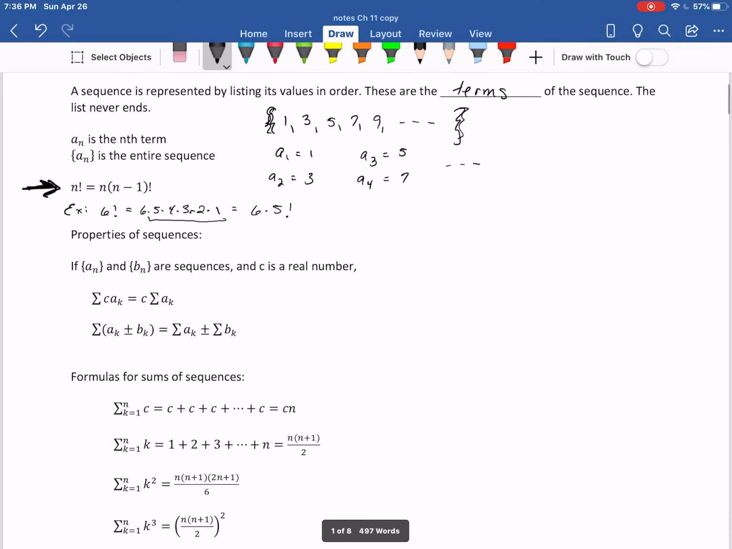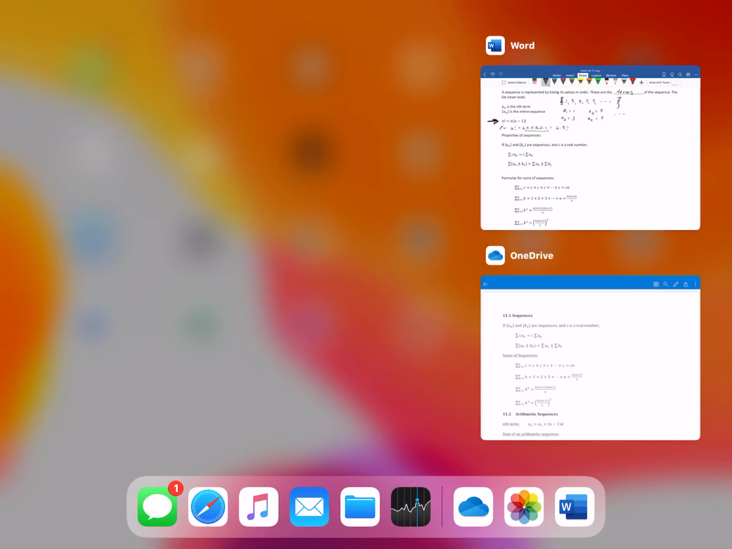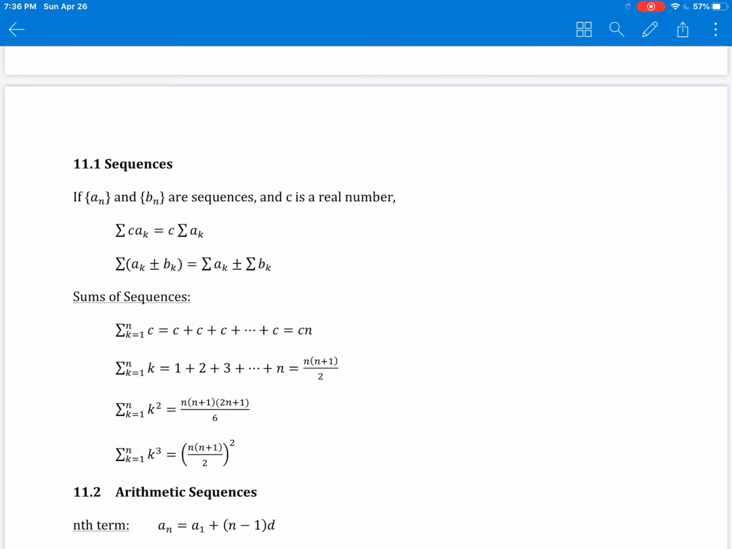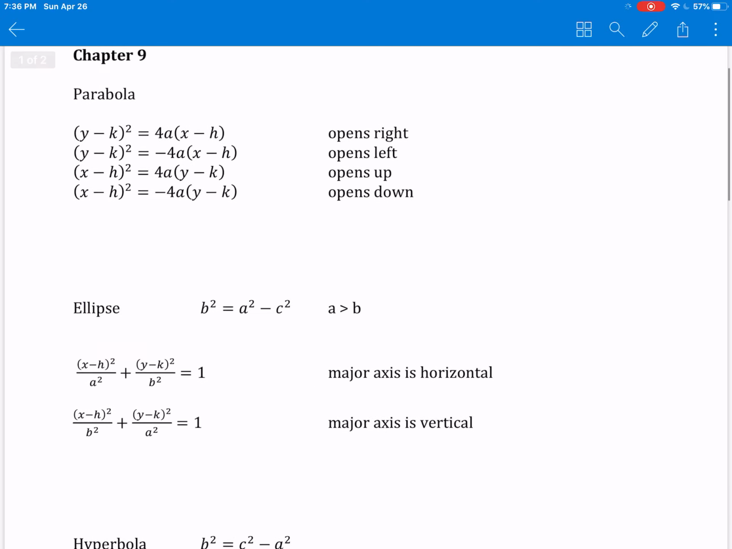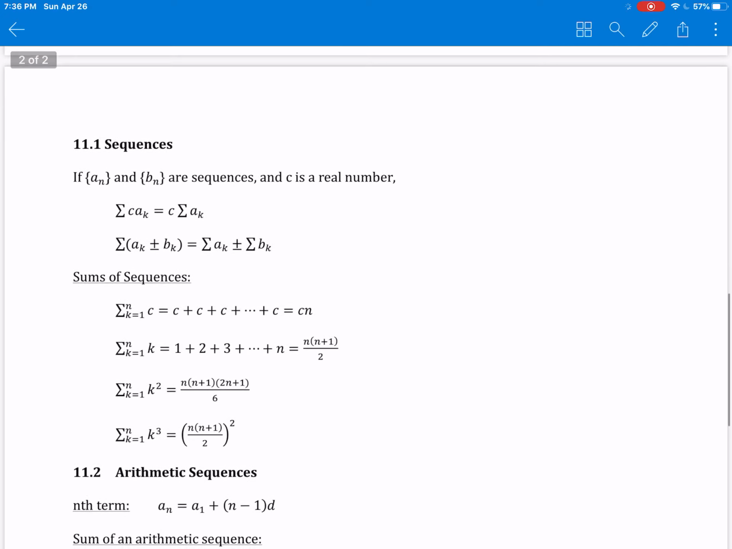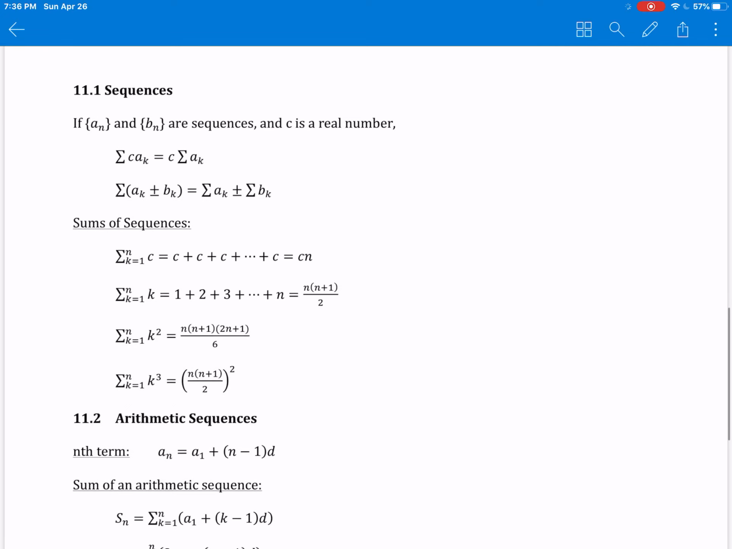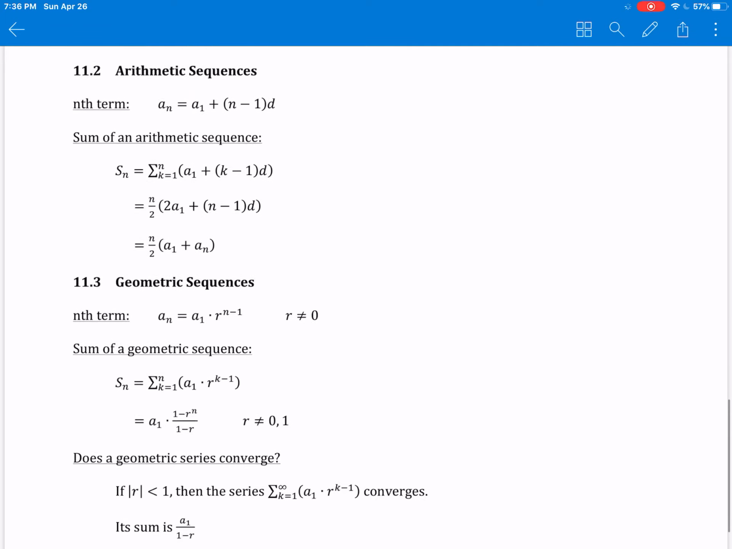Be familiar with the particular forms and how to use them. You do not need to memorize these because I've given you a formula sheet, which was on the other side of the Chapter 9 formulas. Chapter 9 was the formulas we looked at for conic sections. It was a 2-page document. The second page listed a lot of formulas for Chapter 11. And so the formulas that you're going to be seeing in Chapter 11 are lesser known, less commonly used formulas.